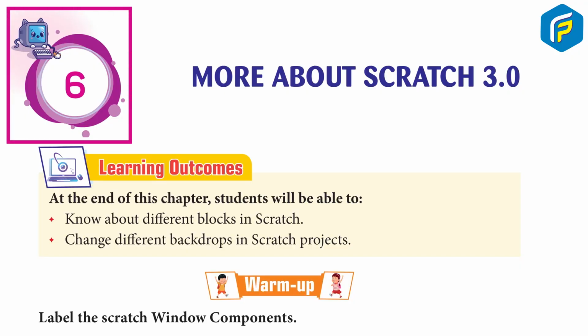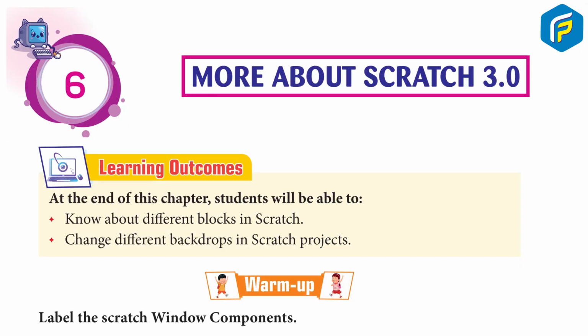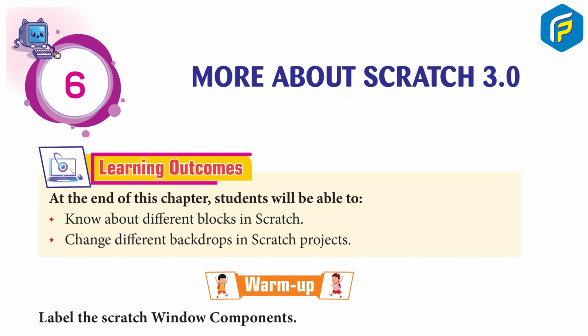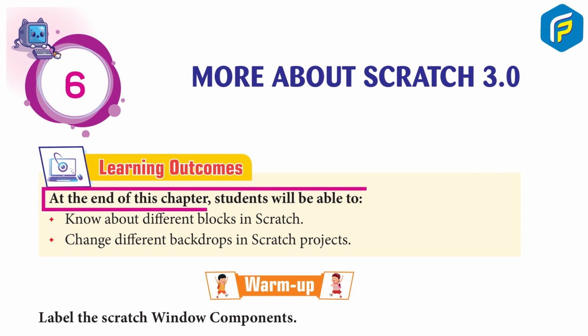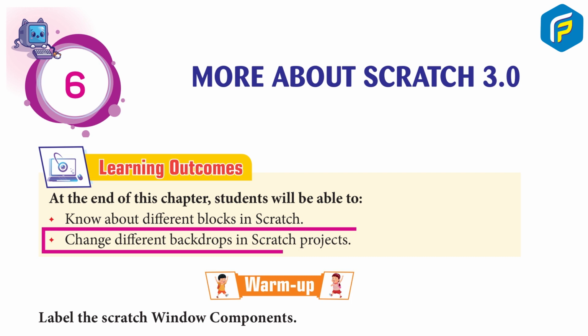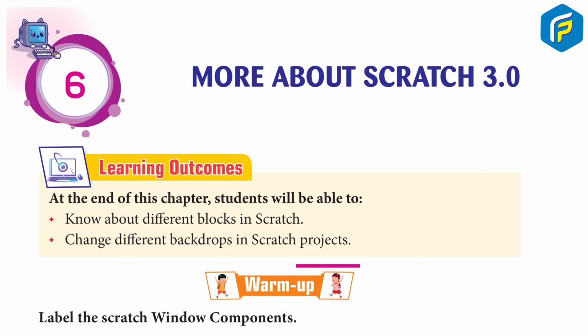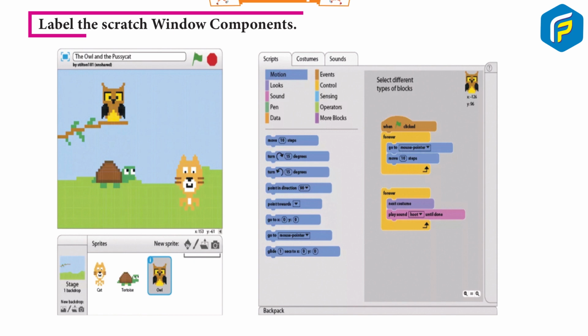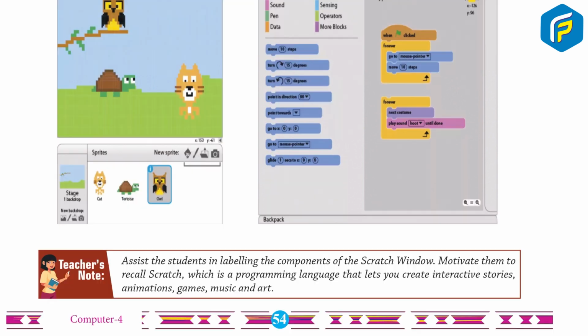Chapter 6. More about Scratch 3.0. Learning outcomes. At the end of this chapter, students will be able to know about different blocks in Scratch, change different backdrops in Scratch projects. Warm up: label the Scratch window components.